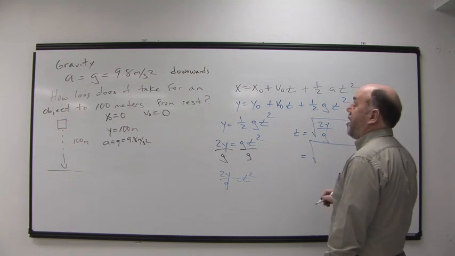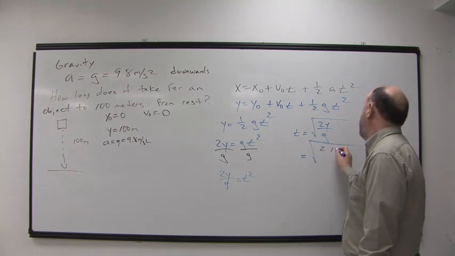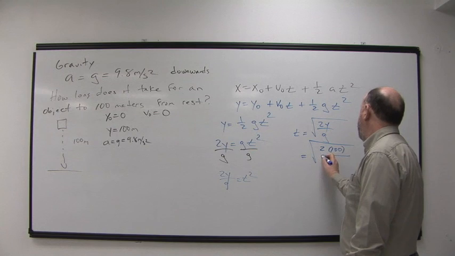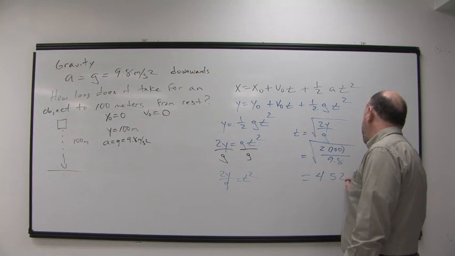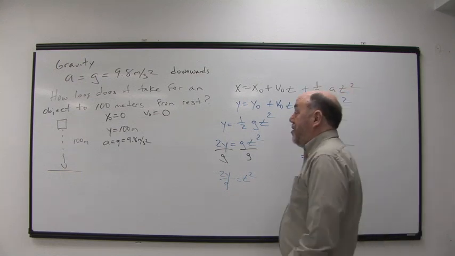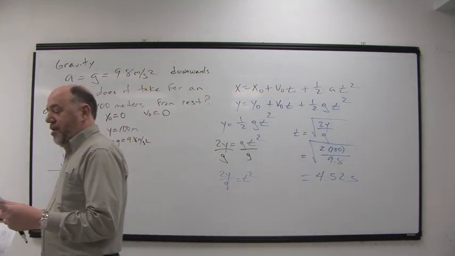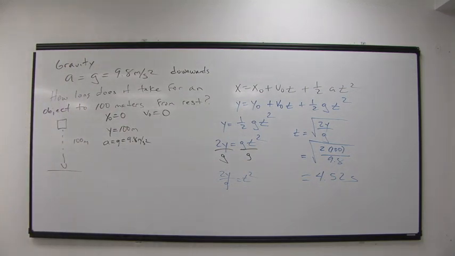Now we can take our numbers. We get 2 times 100 divided by 9.8, and we find out that this will take 4.52 seconds for my object to drop 100 meters.